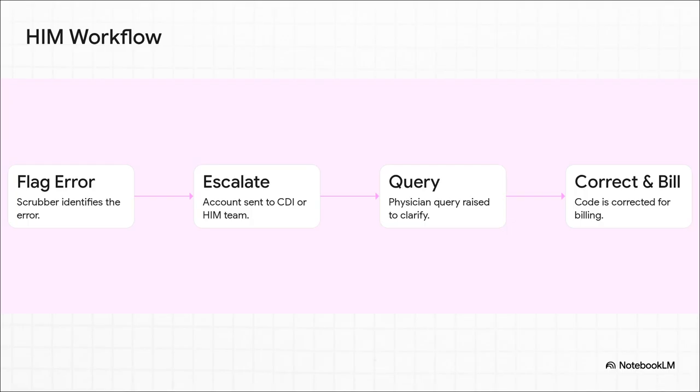But when an account inevitably does get stuck in your DNFB backlog, you need a strict, step-by-step resolution pathway. This linear workflow guarantees rapid root cause resolution. It goes like this. The scrubber flags the error. It escalates immediately to your CDI or HIM team. A physician query is raised to clarify the documentation. And finally, the code gets corrected so you can actually bill compliantly.